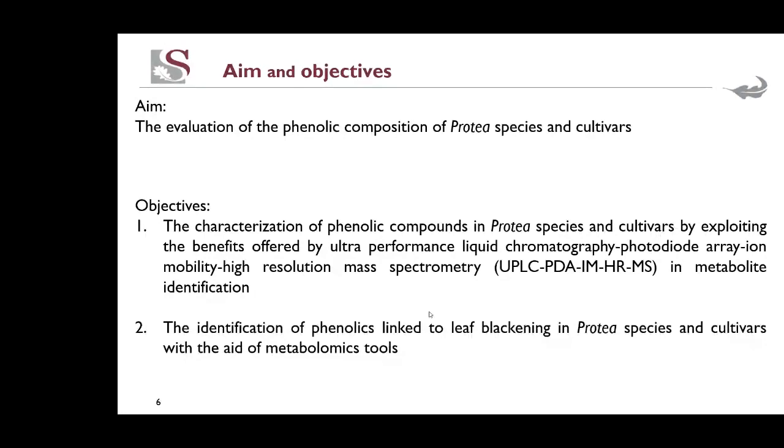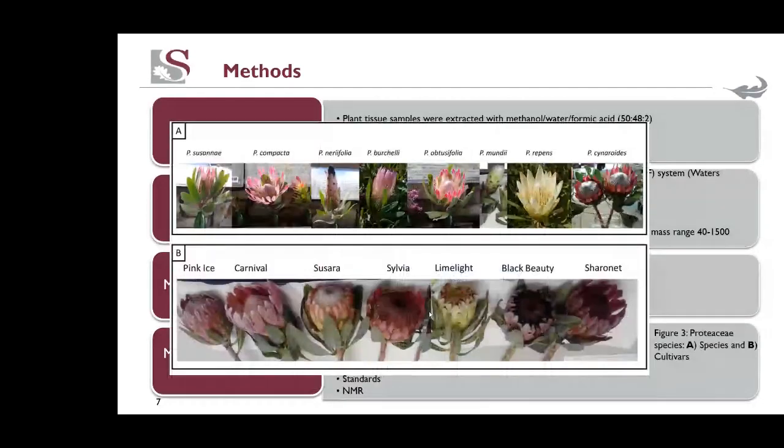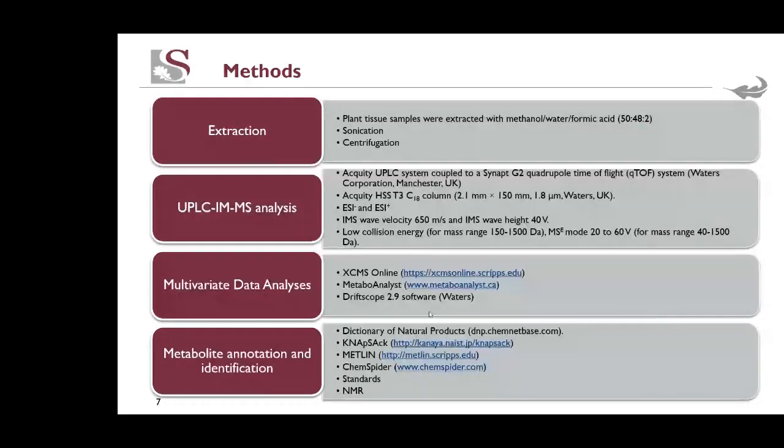I'm going to provide a brief overview of how the experiments were conducted. For extraction of plant tissue samples, and by that I refer to the leaf tissue as well as the bracts tissue, were extracted with 50% acidified methanol. 37 plants were available to us, which were separated as species and cultivars from different farms. The extract was then sonicated, centrifuged, and the resulting supernatant was analyzed using UPLC ion mobility MS, specifically a UPLC SYNAPT instrument.